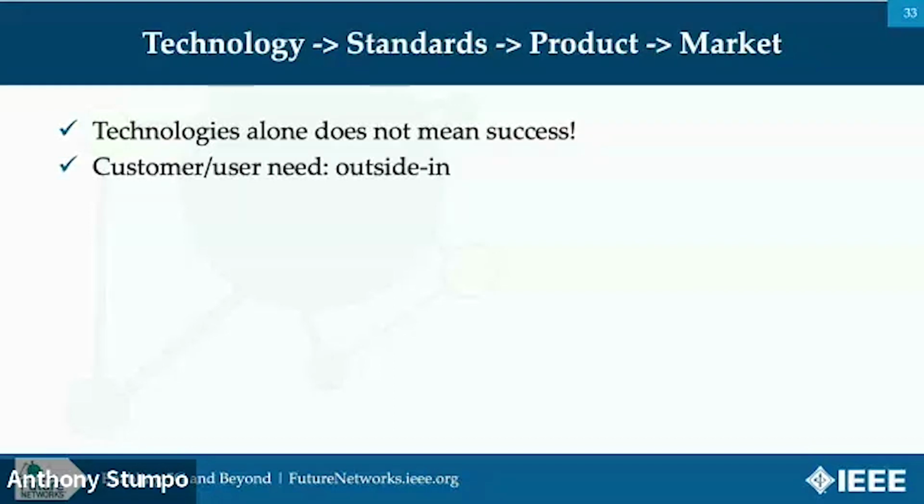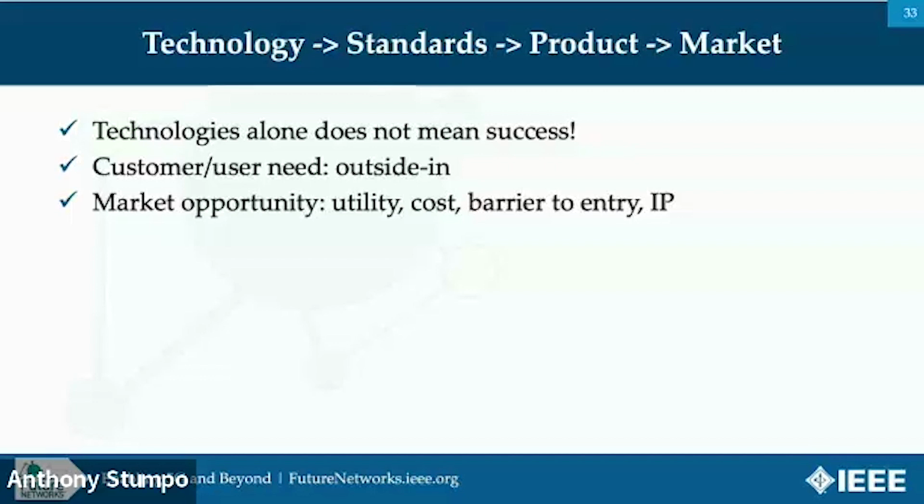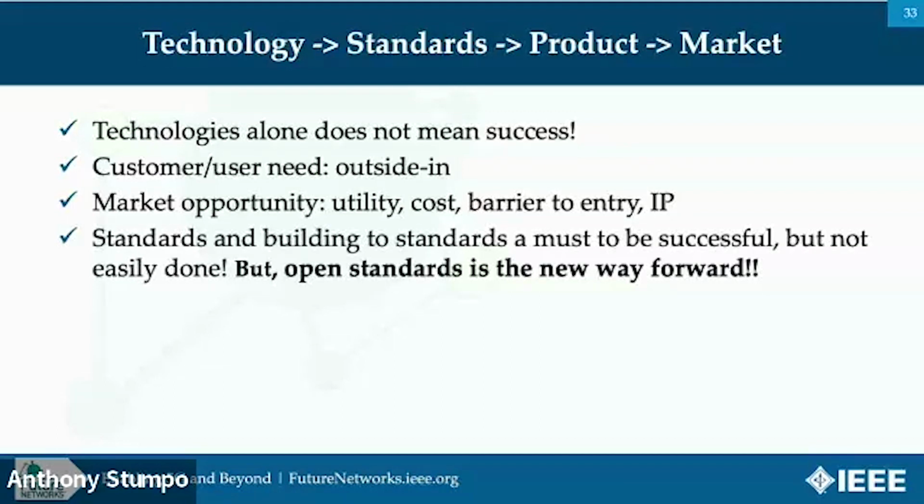I think we are all researchers and technologists, but the thing to keep in mind always is that technology alone does not mean success, but that's a good way forward. With the technology, you have a very high IP content, but the IP relevance may be low from the market perspective. So whenever a new technology is there, there's a need to understand what the customer needs are, what the customer's pain points are, and look at it from the outside in. And then the market opportunity is exploited by utility cost, barrier to entry, and things like that. So building to standards is a must to be successful, but it is not easily done. But open standards is the new way forward.